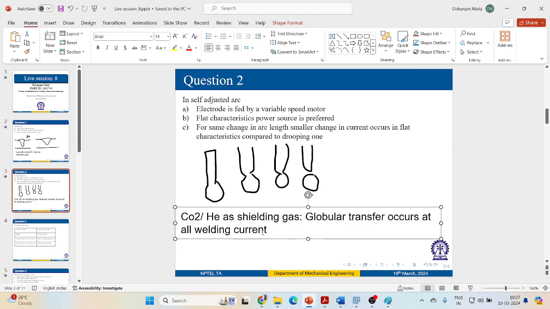Above a critical current level, there will be small discrete metal drops which travel across the arc gap under the influence of electromagnetic force, right? There will be creation of electromagnetic force at much higher frequency and speed than in the globular mode. So how does it look like?